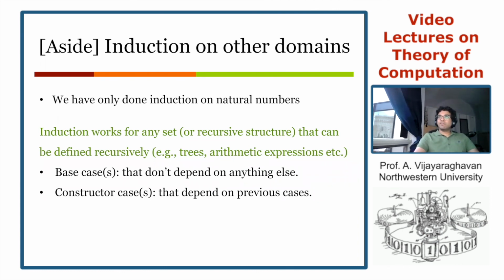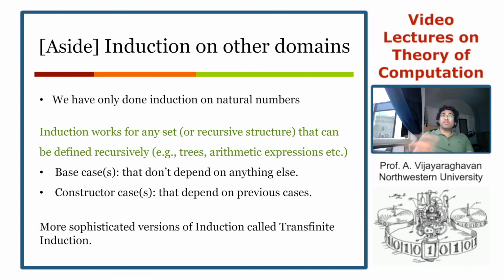You could think of natural numbers as 0 being the base case or the simplest block, and then you keep defining the next natural number as 1 added to the previous one. This is in fact how Peano's axioms define natural numbers, but induction really works for more general sets of this form as well. There are also other, more sophisticated versions of induction called transfinite induction, but we'll not discuss it here.